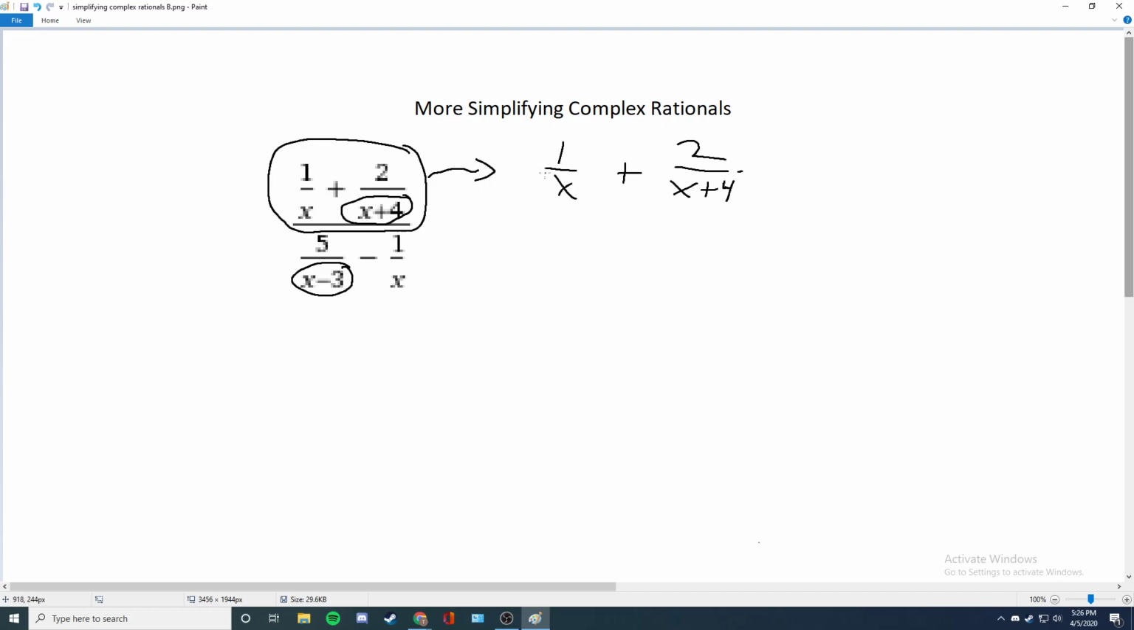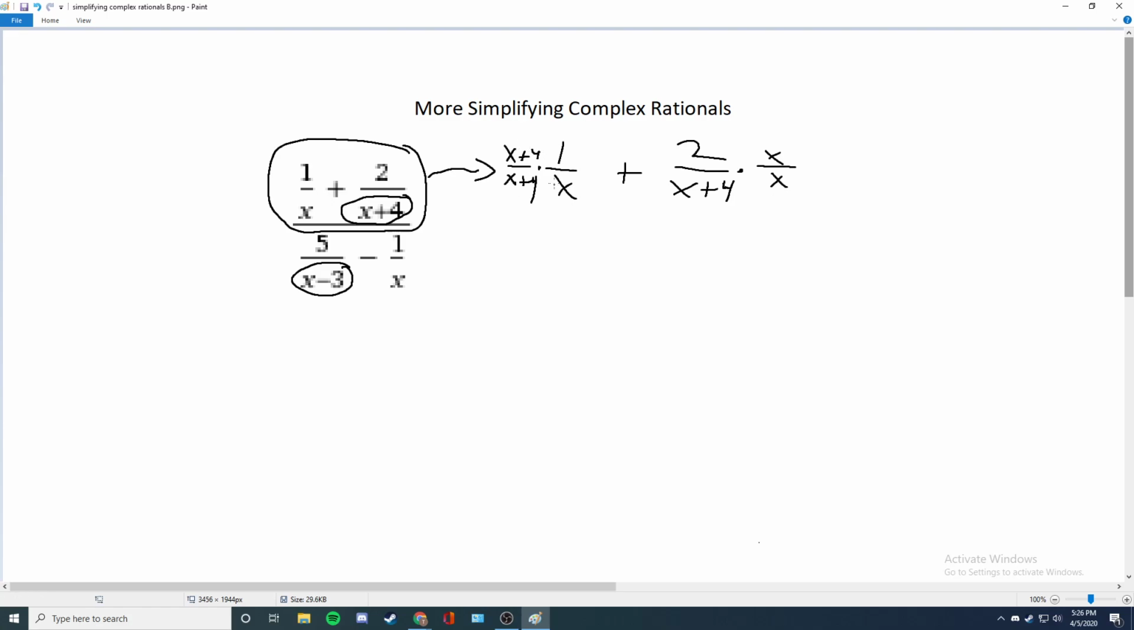But in order to do this, we can take the denominators of each one and multiply it to the other term. So here we've got 1 over x, so we can look at this other term and multiply it by x over x. And then the same thing for the first term, where we'll take this x plus 4 and multiply it here, x plus 4 over x plus 4.